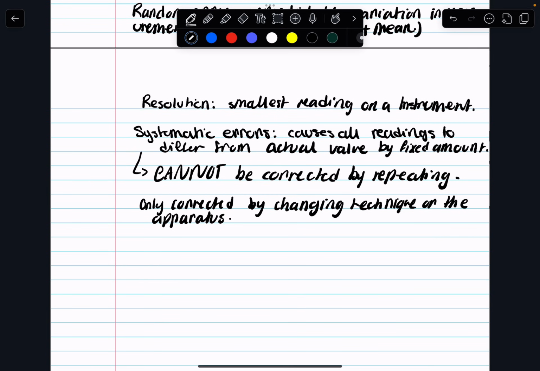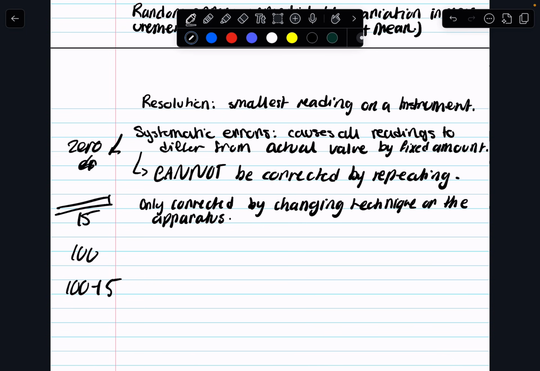Resolution is the smallest reading on an instrument. Systematic errors cause all readings to differ. Systematic errors could be something like zero error. So if I go on a scale and the scale already reads 15 and my weight is 100, then my actual weight is 100 minus 15. So that's a systematic error. It doesn't matter who gets on that scale, everybody is going to have 15 kilograms extra weight, so by a fixed amount.